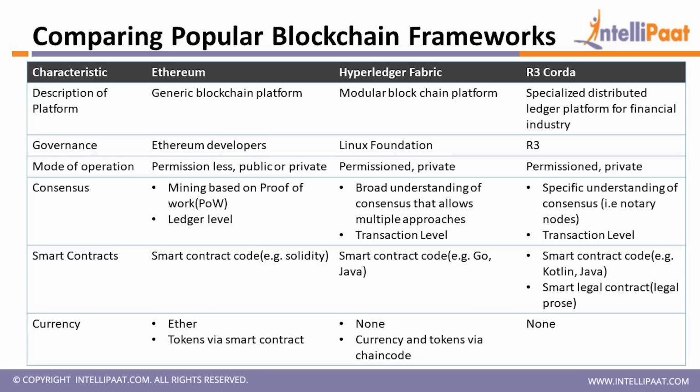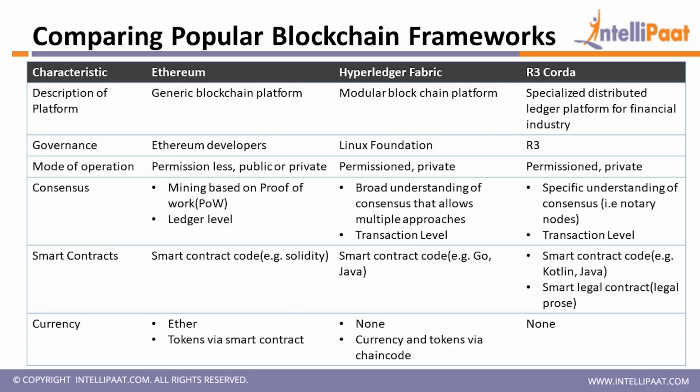Permissionless, public or private. So Ethereum can be permissionless, public or private, meaning restricted or unrestricted, both. While Hyperledger Fabric is permissioned and private only. This is meant for enterprise use and hence provides more security by restricting access. R3 Corda is again permissioned and private, having a more secure implementation. Consensus.